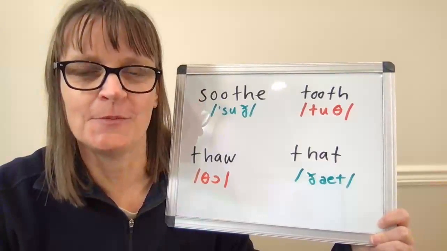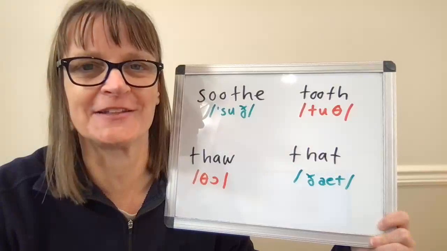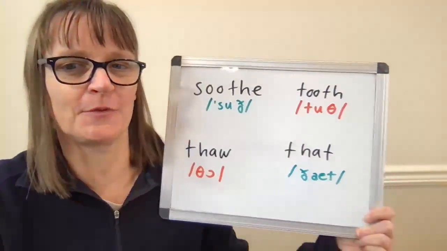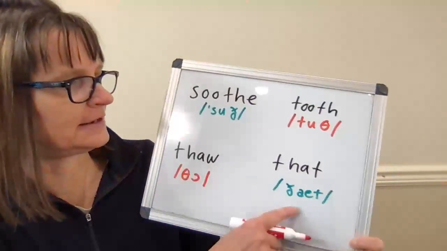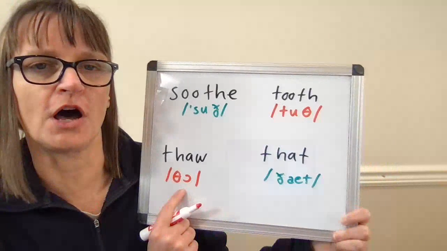In this video, we're going to take a look at some words that have the TH sound in American English. Specifically, we're going to look at the words soothe and that, tooth and thaw.